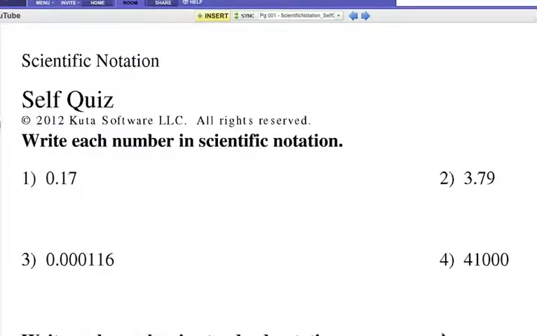I'm going to show you some problems on this self-quiz in 3 groups. The first one here is to write each number you see in scientific notation. So pause the video and write it down.